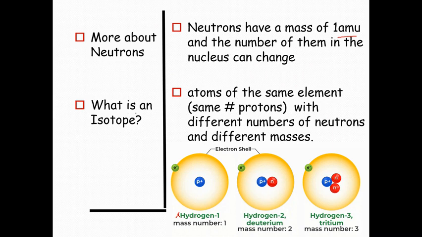So the mass number changes as you add more neutrons. Notice that the number of protons never changes, but the neutrons do. So what is an isotope? Basically, what we're doing down here is changing the number of neutrons. That's what we're talking about with isotopes. So hydrogen 1, hydrogen 2, and hydrogen 3 are all isotopes of each other. So atoms with the same element, same number of protons, with different number of neutrons and different masses is an isotope.